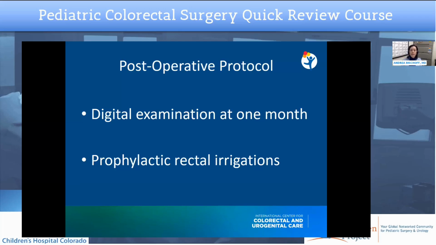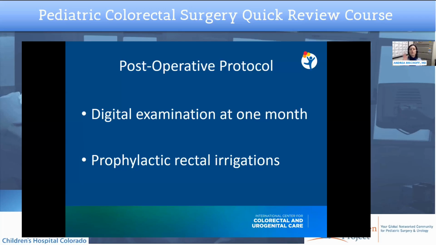But even if the patient was doing very well, once we start feeding, I send my patients on prophylactic rectal irrigations. And the protocol is 3 months. So in the first month, they do 3 rectal irrigations a day with Flagyl, metronidazole, 3 times a day.